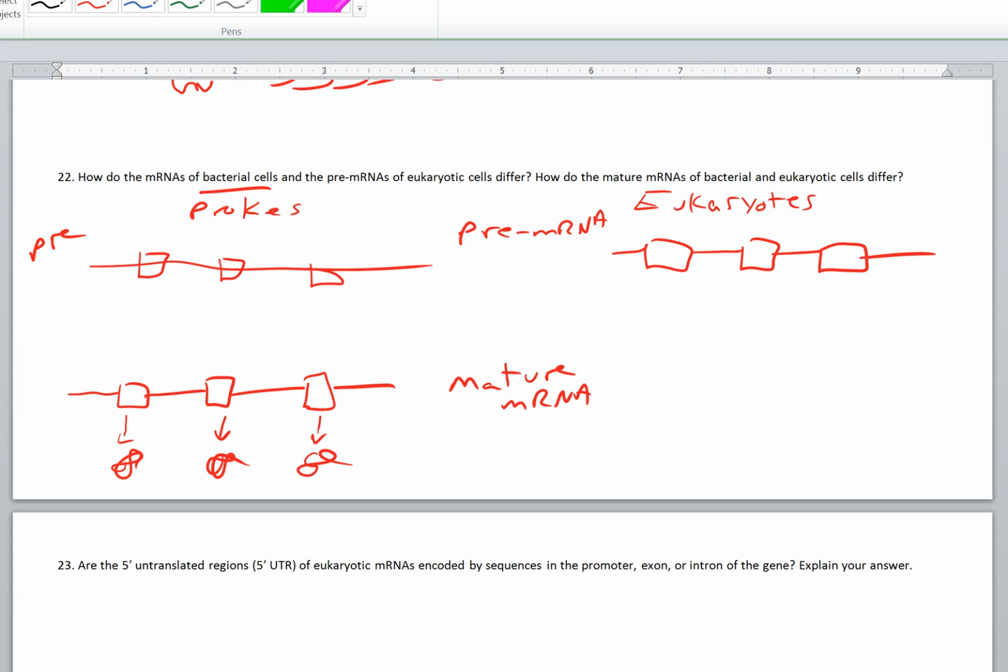And then eukaryotes, we've got our introns spliced together. We got a poly A tail, and we got a 5' cap. Can't imagine there's much more to it than that.